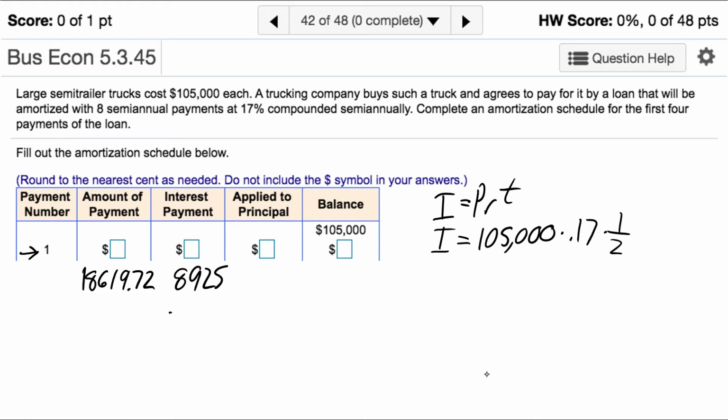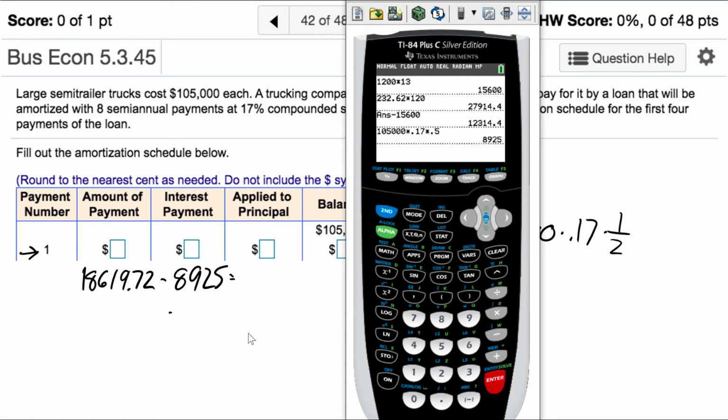So when the trucking company pays $18,619, $8,900, almost $9,000 of that goes right to the bank. It doesn't go to paying down the loan. So the amount applied to principal, that's the amount that goes to paying down the loan. And to get that, we just subtract these two numbers. So the amount that the trucking company paid to the bank minus the amount that the bank took out. That's how banks make money from loans. They charge interest.